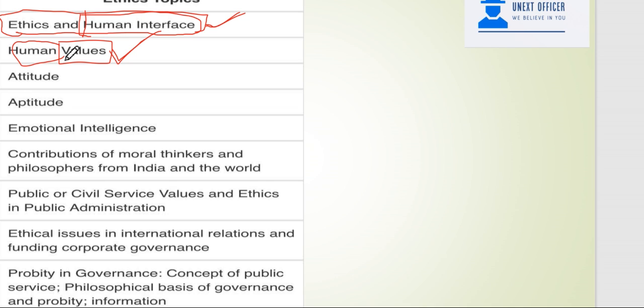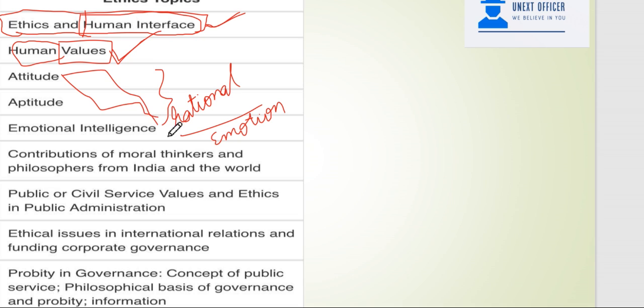Then here the core of ethics comes in these three terms because they have some cognitive part. That cognitive part comes with the affective part. The cognitive part is more about the rational thought process, and when that rational thought process mixes with the emotional part, this interaction determines how your attitude, aptitude, and emotional intelligence would be. So these three sound synonymous but diverge to a large extent. So you need to be careful with attitude, aptitude, and emotional intelligence.